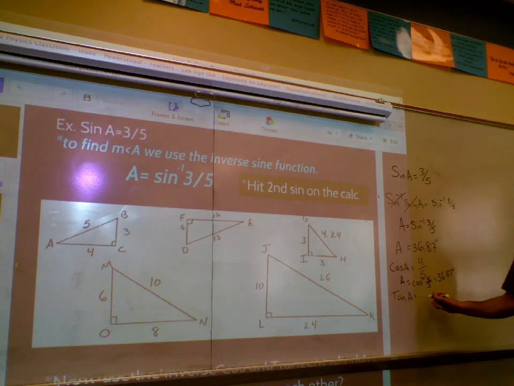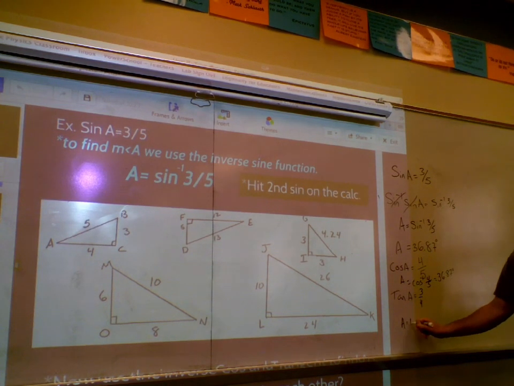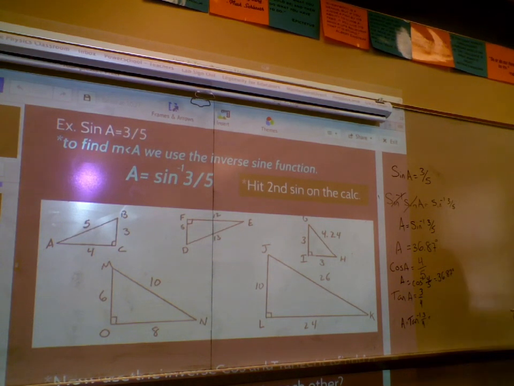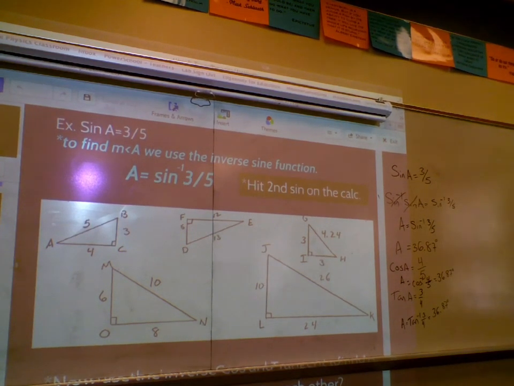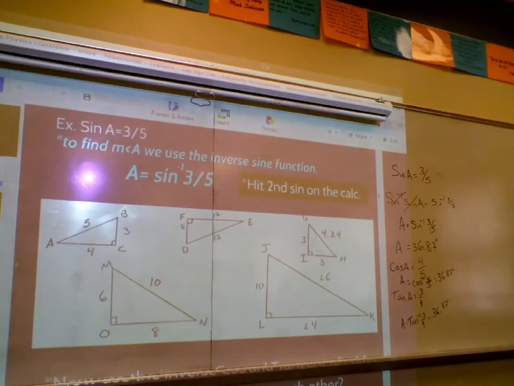Tangent. Tangent of A equals? Tangent of A, what's the ratio? 3 over 4. Thank you. So now to solve for A, we use inverse tangent. And the inverse tangent of 3/4 is 36.87. So we got the same angle regardless of which ratio we used. So all three ratios are a valid way to find an angle measure. Does that make sense? Do the inverses make sense, guys? Any questions? No? Okay, you may go now, Justin.